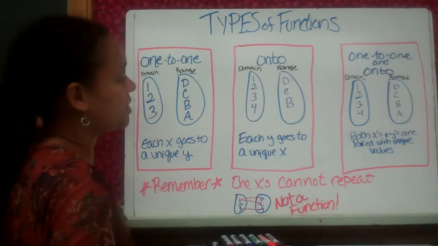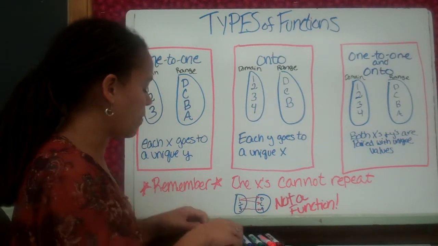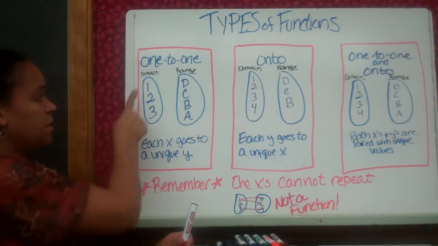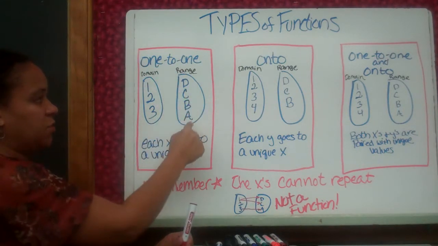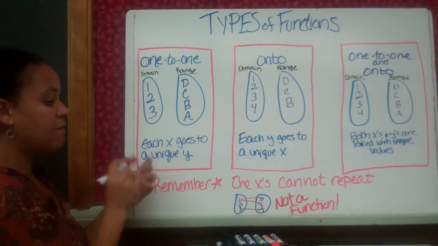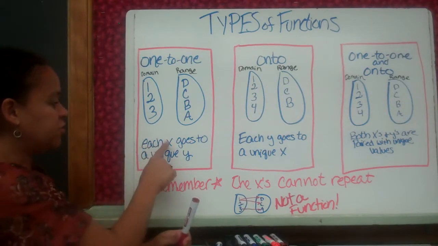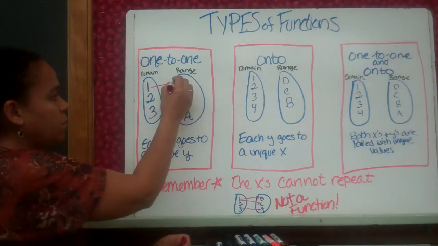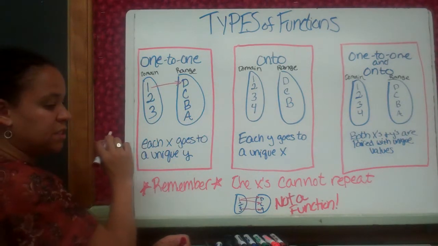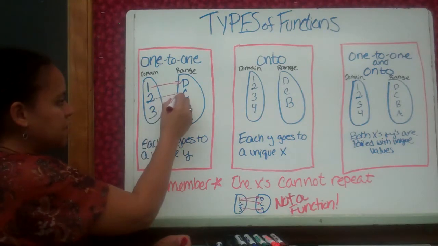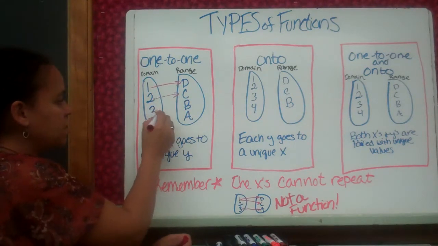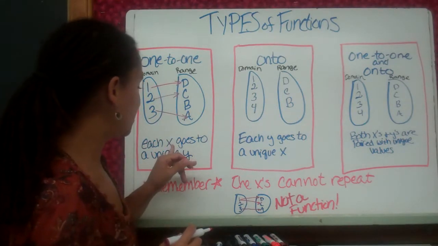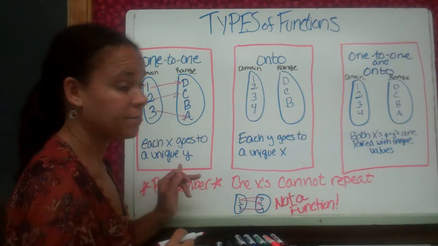All right, these are the types of functions we're going to talk about. So the first one here, we have one-to-one. The domain, 1, 2, 3, and here's the range. So if you have a one-to-one function, each x goes to a unique y. So let's say 1, we would map this. It's called mapping, goes to D, 2 goes to C, and let's just say 3 goes to A. Even though B was left out, it doesn't matter as long as each x goes to a unique y.